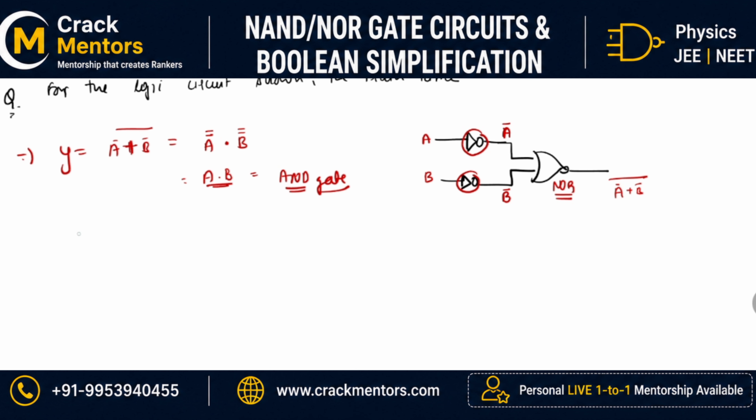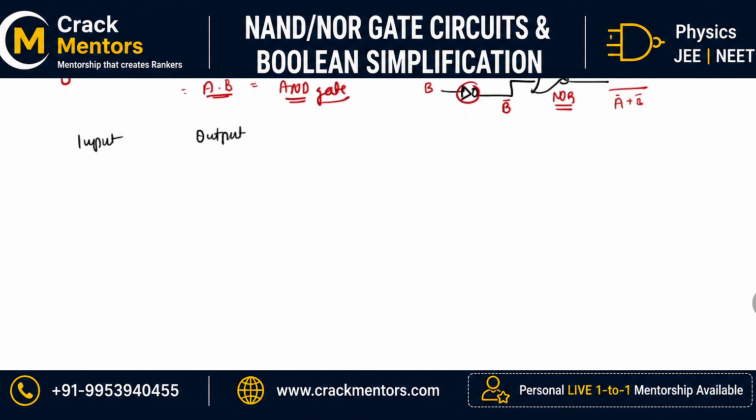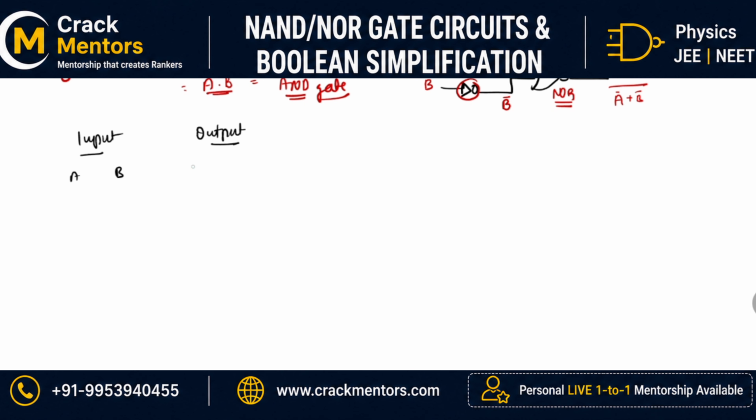So if I draw the truth table for this, this is my input, this is my output. My input is AB, my output Y is equal to AB. If my input is 0, 0, output is 0; input 0, 1, output is 0; input 1, 0, output is 0; and when both are 1, the output is high. So this is the truth table for this circuit. Okay, I hope this is clear.